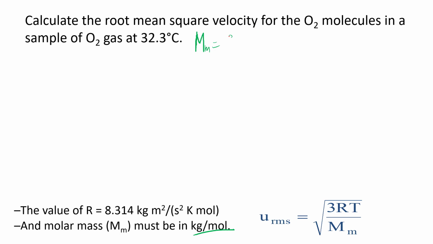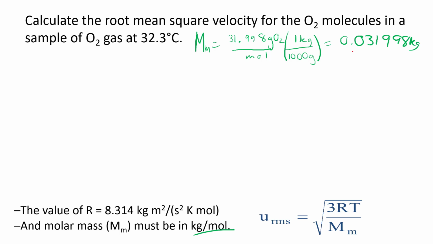So we know that the normal way we calculate it is 31.998 grams of O2 per mole. But we need that to be in kilograms per mole. So remember, 1 kilogram is equal to 1,000 grams. And that equals 0.031998 kilograms per mole of oxygen.